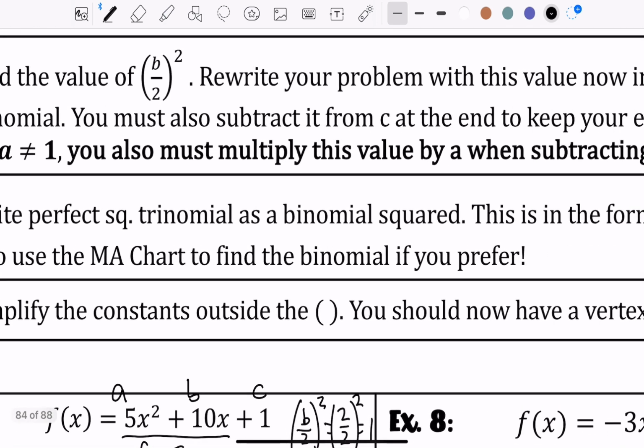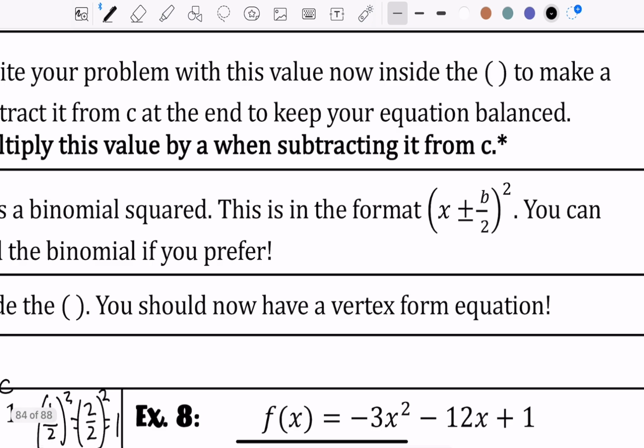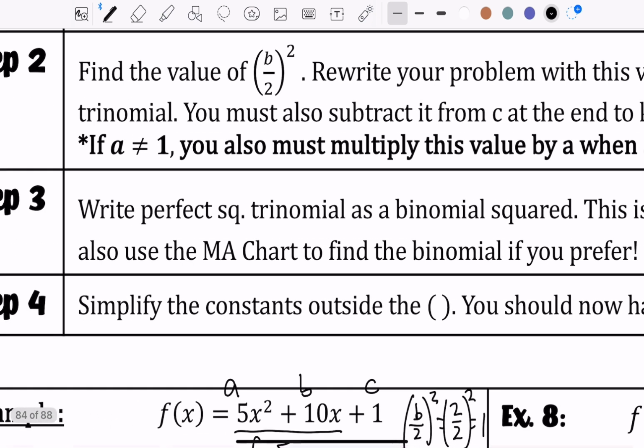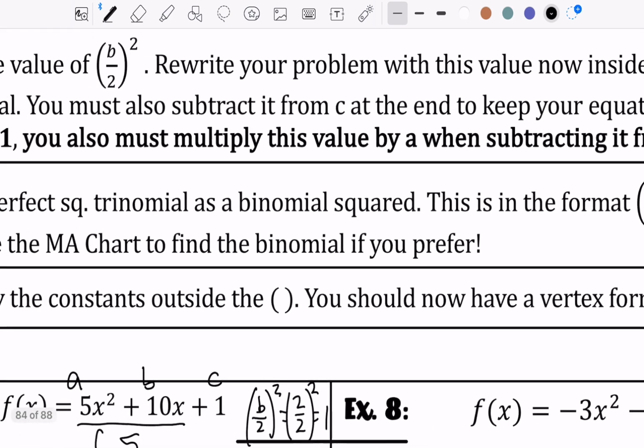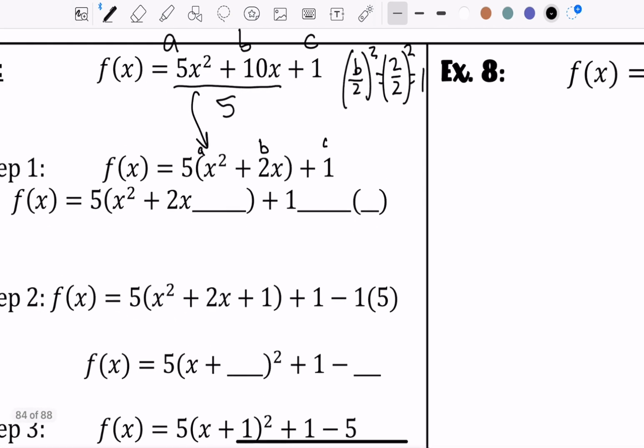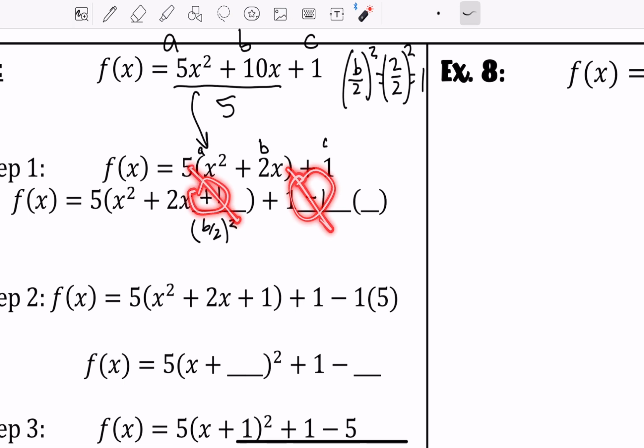And the directions say rewrite your problem with this value now inside the parentheses to make a trinomial. You must also subtract it from C at the end to keep your equation balanced. So right here, we're not trying to change the value of our equation. We want to keep our equation value exactly the same. So if we do a plus 1 right here, and that's where we got that from doing B over 2 squared, we have to also subtract the 1 from here, because then if you look, I actually added nothing to my equation, right? I added positive 1 here and negative 1 here, but if you add those up, those add up to 0. So they don't change anything.